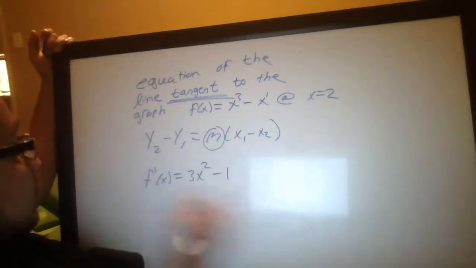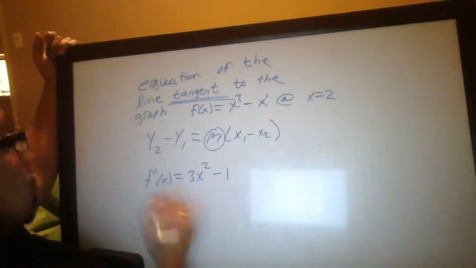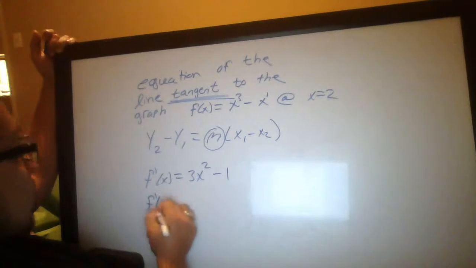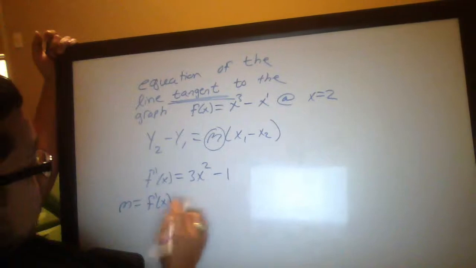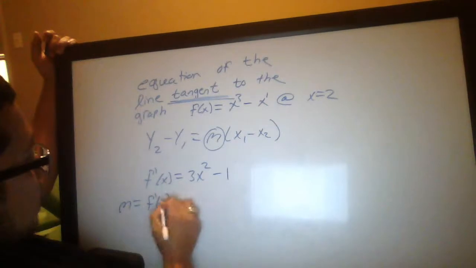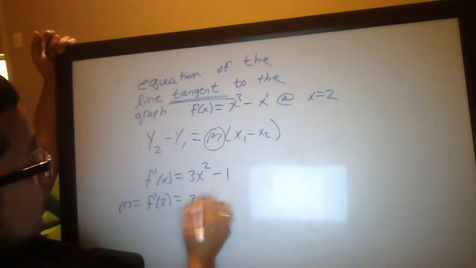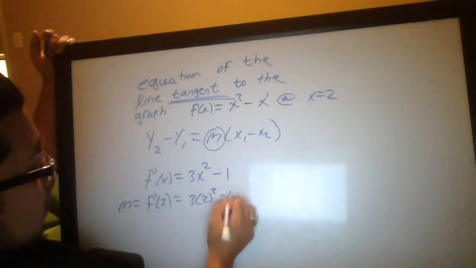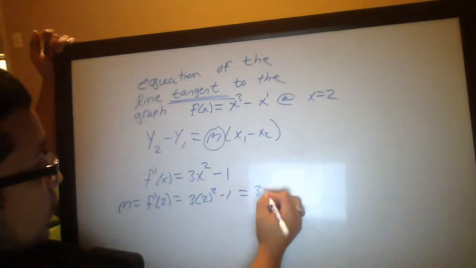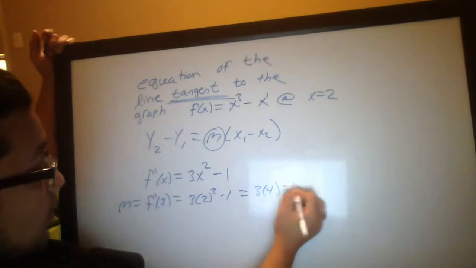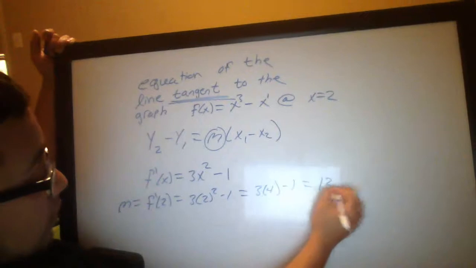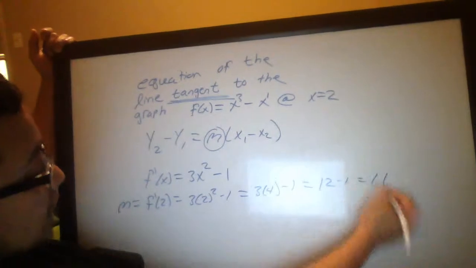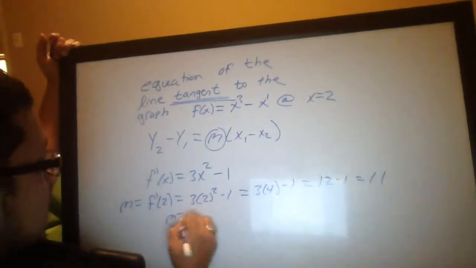So at the point x equals 2, what is that slope? Remember, the derivative is the slope, m. So f prime of 2 equals 3 times 2 squared minus 1, which equals 3 times 4 minus 1, which is 12 minus 1, 11. The slope m is 11.